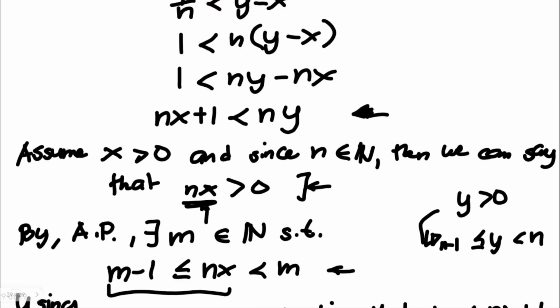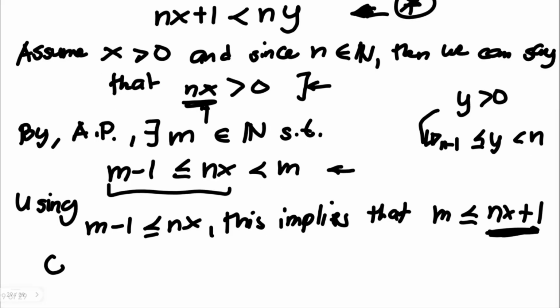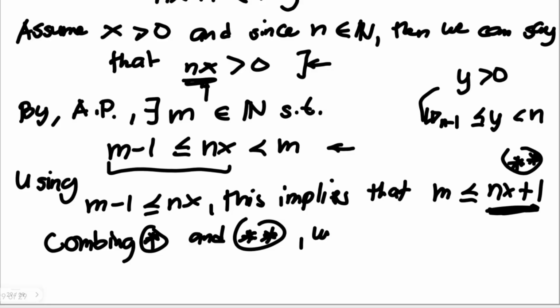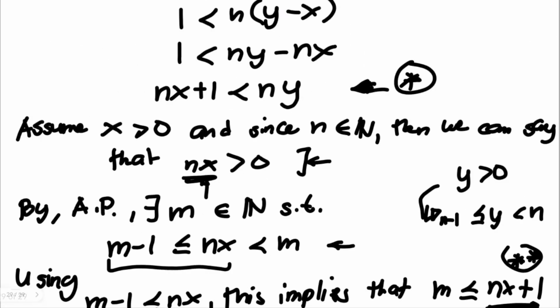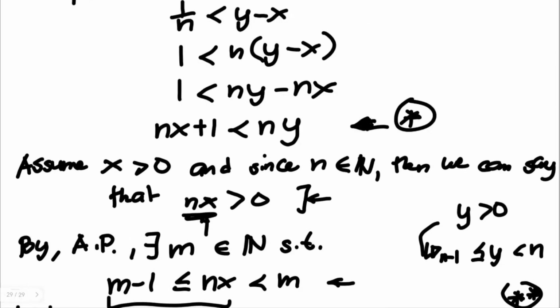Earlier, take note, we already have this. Let me make this asterisk. This inequality. And once this appears, we can now combine the two. So combining them, let me have this as double asterisk. Asterisk and double asterisk. We have, again, this one here. This is asterisk. So nx plus 1 is less than or equal to m according to our double asterisk, but less than ny according to our single asterisk.